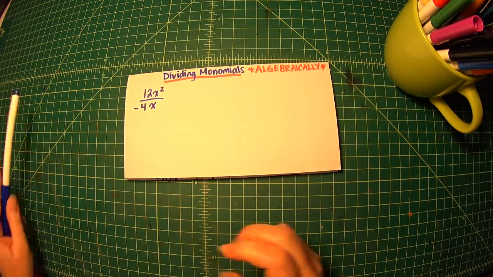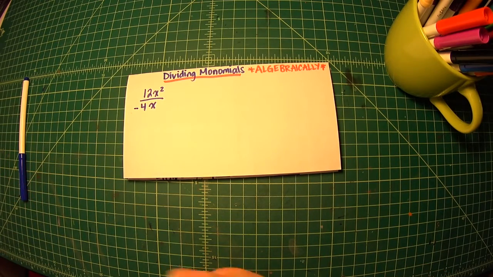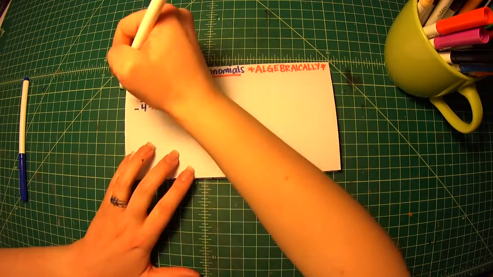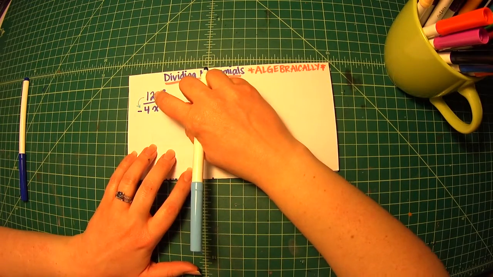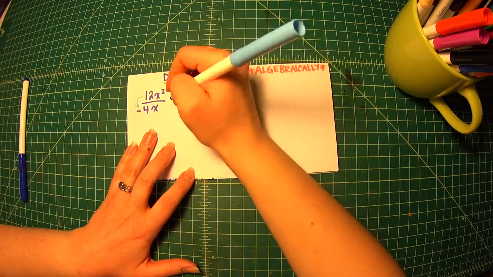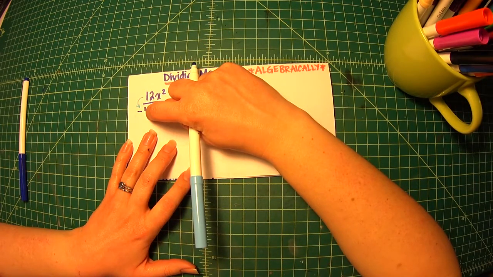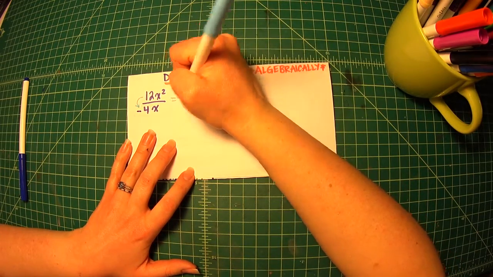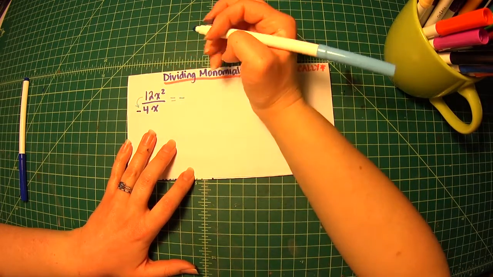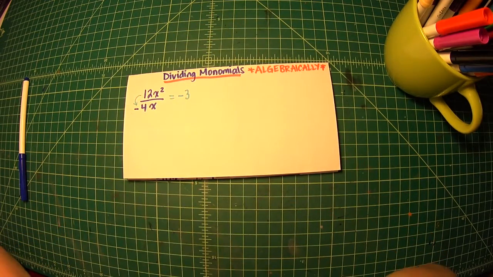So, it's kind of similar to multiplying monomials in that we start with the numerical coefficient. So we're going to start by just dividing 12 by negative 4. So first of all, positive divided by negative, mismatch. Can she wear it? No, so negative. And then 12 divided by 4 gives me 3. So that takes care of the numerical coefficient.